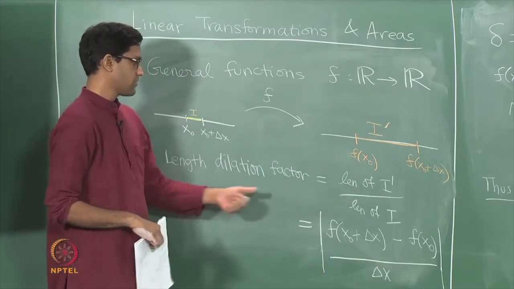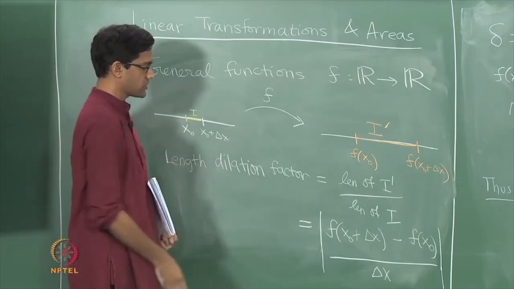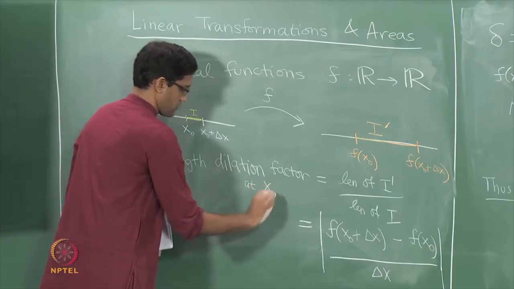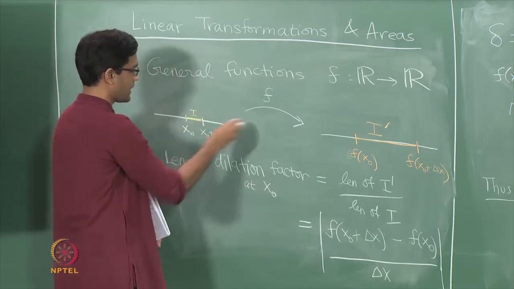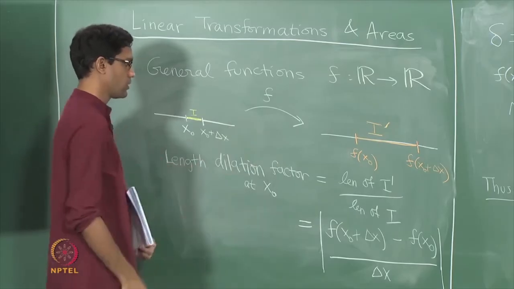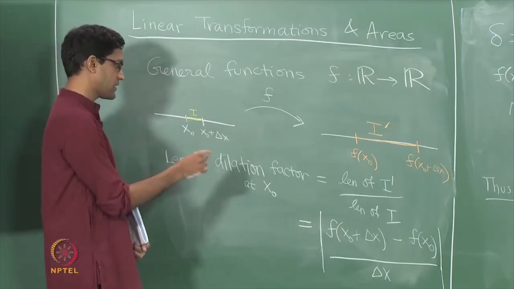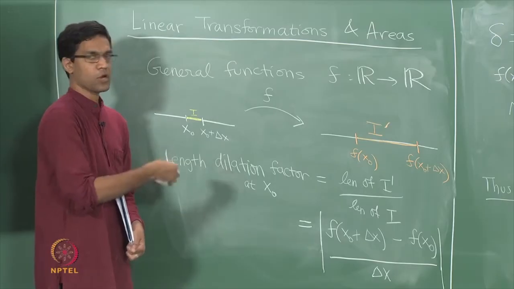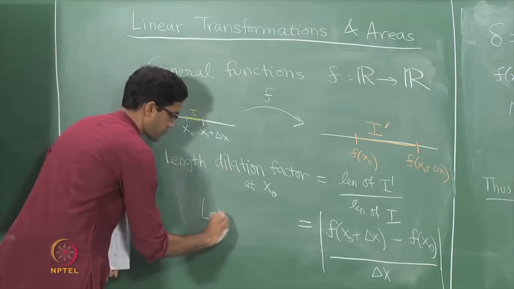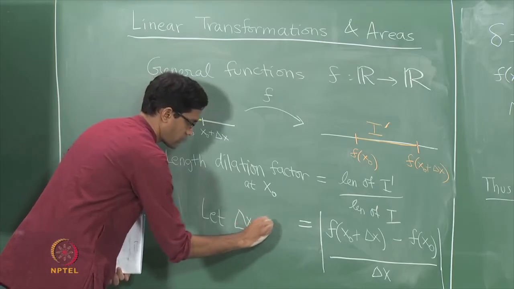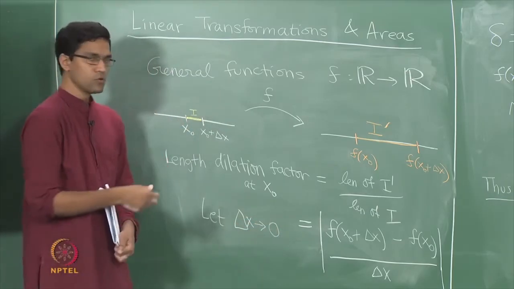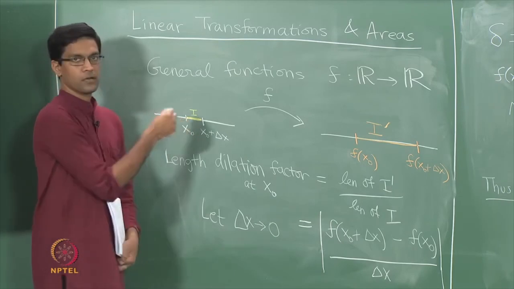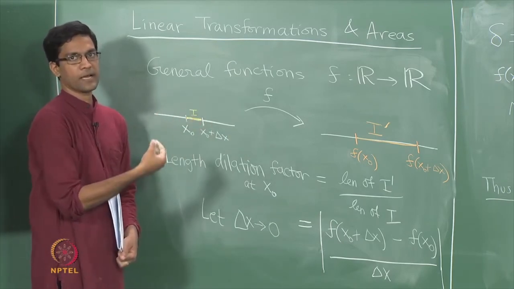So here's the answer. The length dilation factor comparing I with I dash is what we would call the length dilation factor at the point x naught. Observe, if I change I to lie somewhere else, then of course the length dilation factor will have to take those two endpoints into account. So the length dilation factor at x naught is really this quotient here. And now I will think of delta x as being a smaller and smaller number. So we now let delta x approach 0. When you do this, what you are doing is taking smaller and smaller intervals around x naught and asking by what factor their length is dilated by this function f.